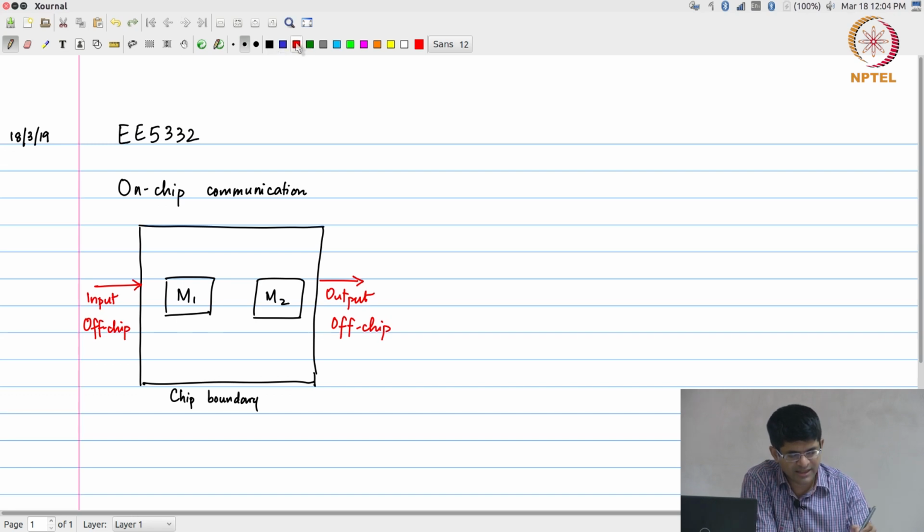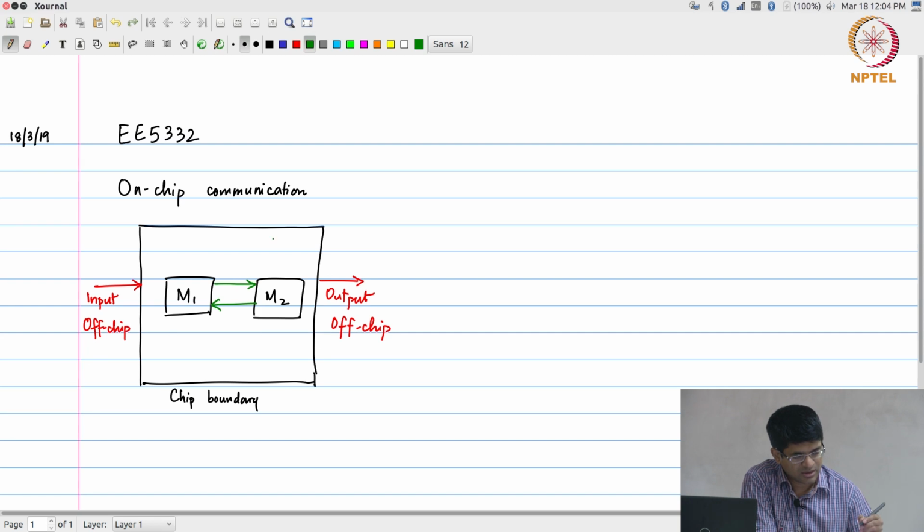So now what we are saying, in other words, is we are interested in this problem: how do I communicate between M1 and M2? Okay. So that is the sort of simplest form of on chip communication that we can think of, two modules that need to transfer data back and forth between each other.